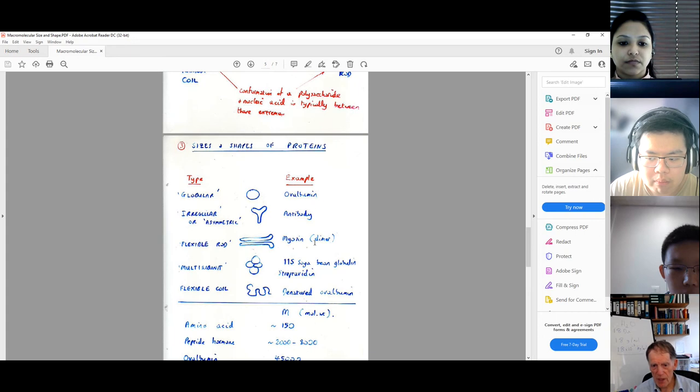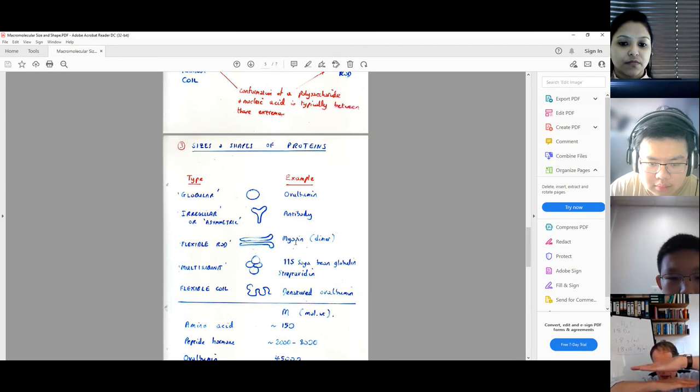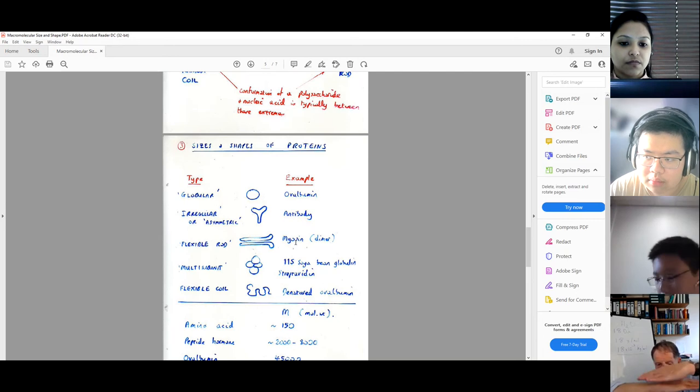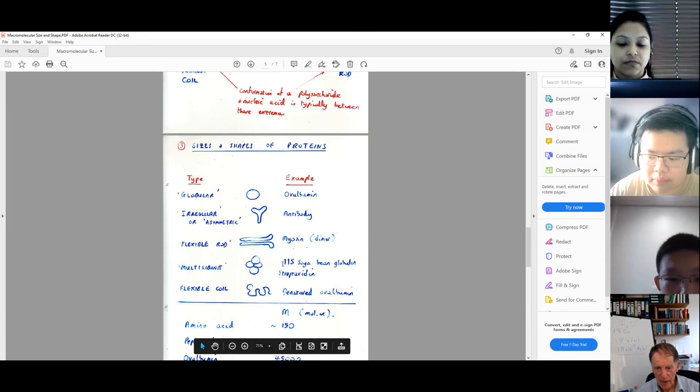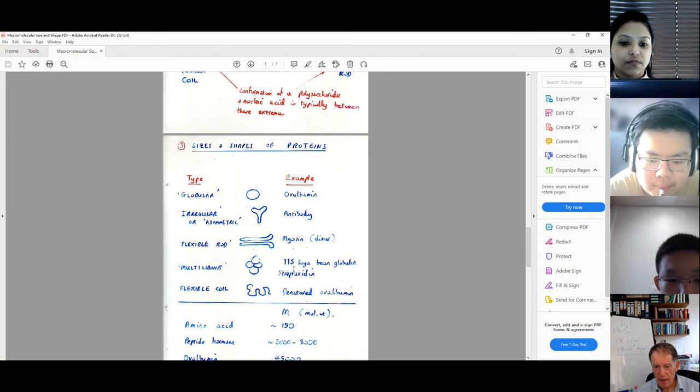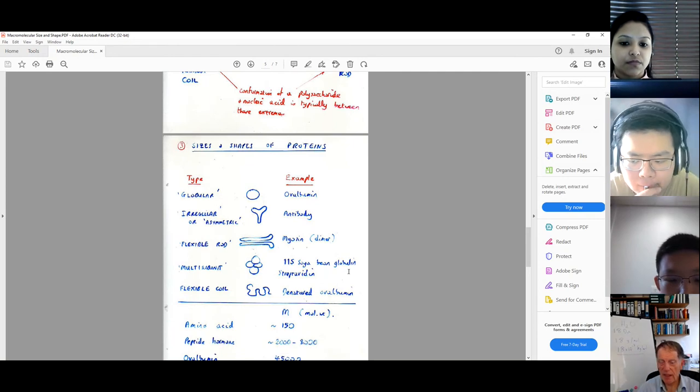You can have rod shapes, like myosin from muscle. That's actually a dimer. So these are myosin dimers, flexible rod-shaped dimers, with a bit of a symmetry at the end, these are the S1 heads of the myosin molecule. You get multi-subunit proteins, like the globulins, like some of the enzyme complexes, like pyruvate dehydrogenase.